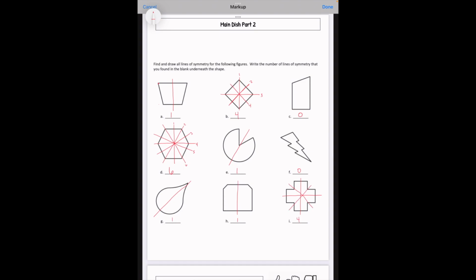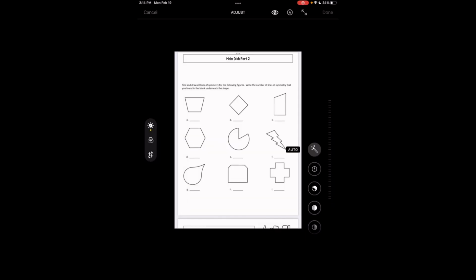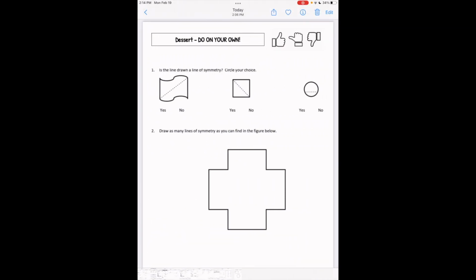All right, go ahead and check with mine. There were a couple in here that could have been a little bit tricky. Make sure you're checking. And then you can turn to the main dish, or sorry, the dessert. Same things going right here. Go ahead and tell me yes or no. Are those dotted lines lines of symmetry? And then draw as many lines of symmetry as you can on the figure below. And go ahead and list off to the side how many lines that you actually drew. Good luck.